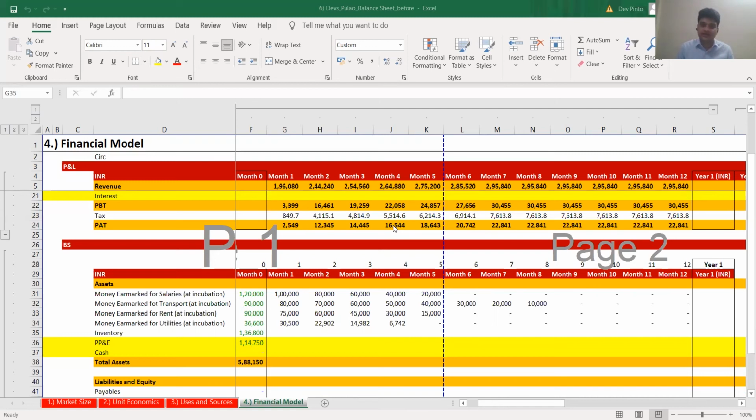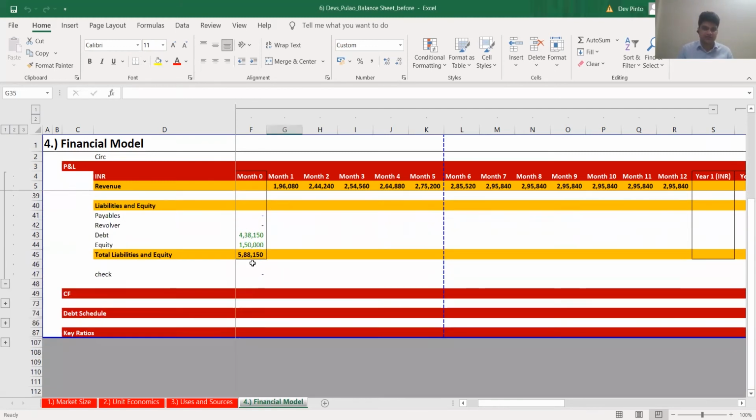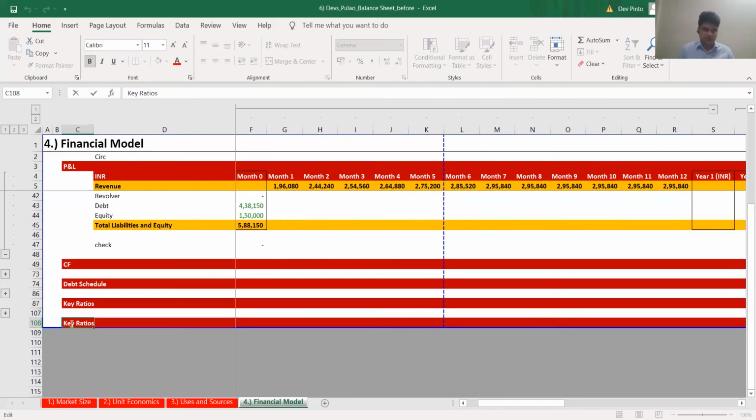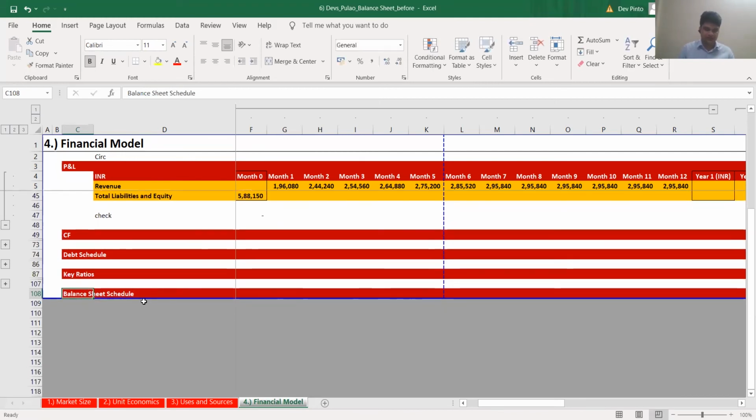So let's go ahead and make an inventory schedule. Let's go down here, key ratios. Let's call this balance sheet schedule.